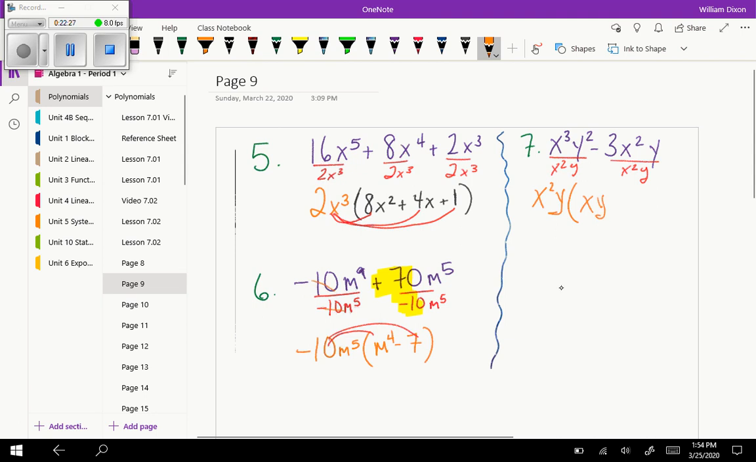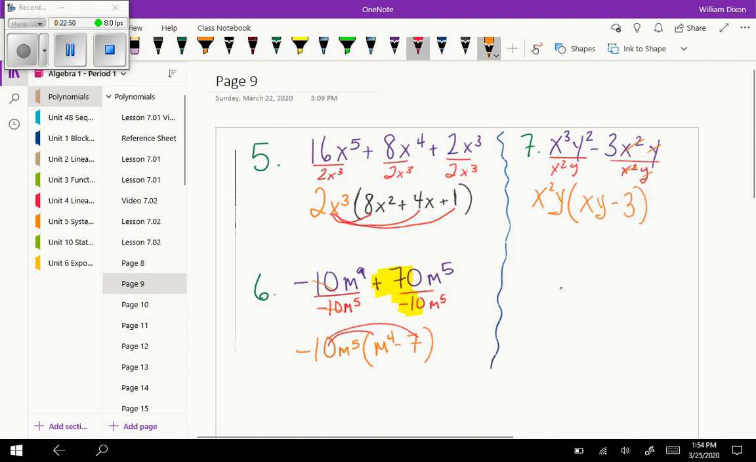Bring down my minus sign. 3 divided by 1 is 3. Cool. And then x squared divided by x squared, well, that's going to be 1. And then y divided by y is going to be 1. So that's going to be my answer. My answer is going to be x squared y times the difference of xy minus 3.